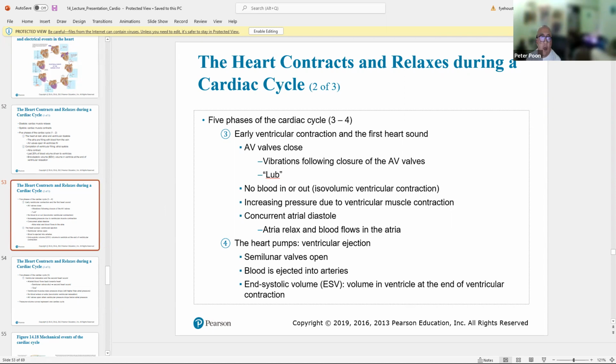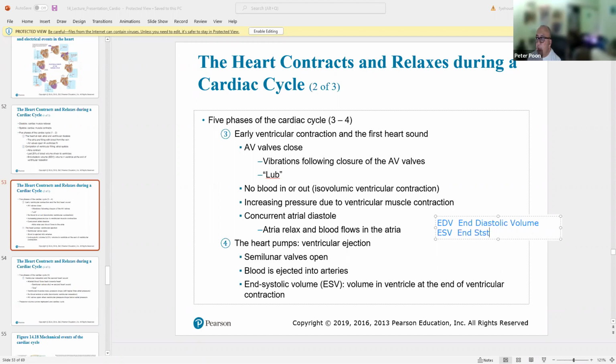EDV is diastolic and ESV is systolic. First of all, a couple of things to note: EDV has to always be greater than ESV, because there has to be some fraction that is ejected. EDV minus ESV is stroke volume.